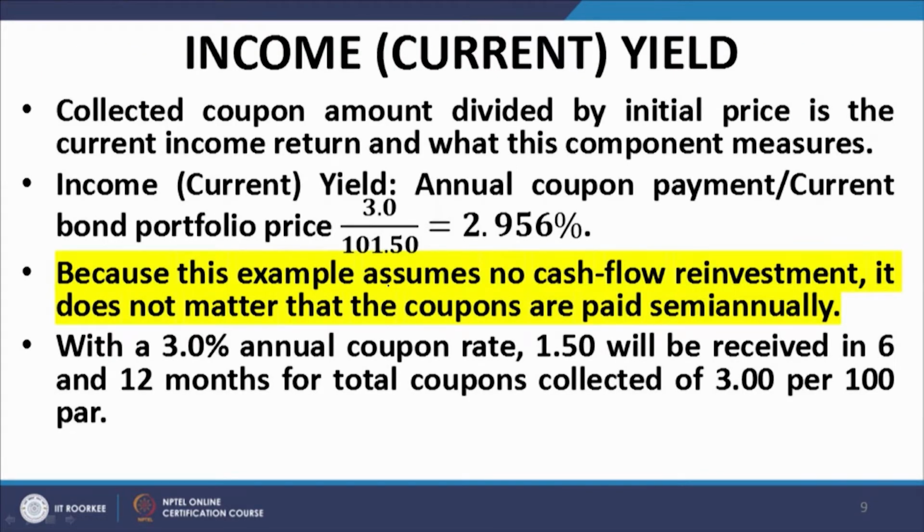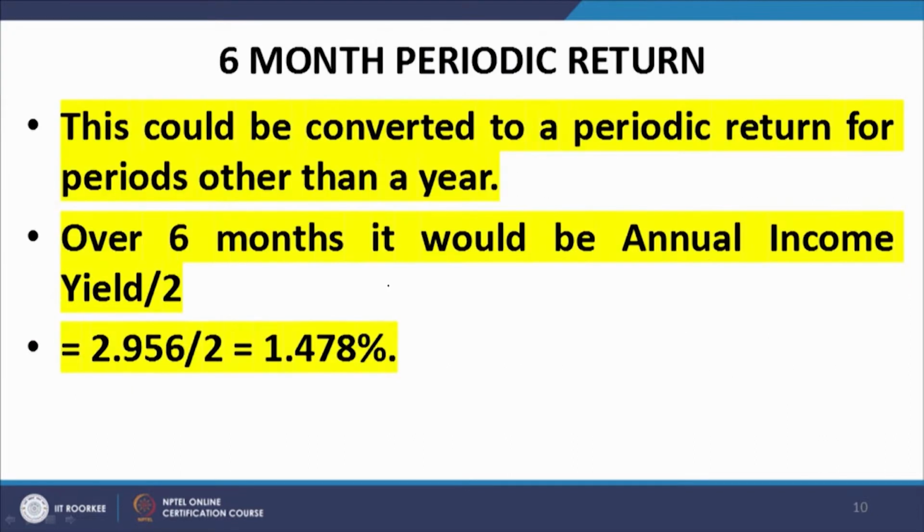Now, we start with the income or the current yield. This is quite straightforward. This is elementary. The annual coupon payments. What is the annual coupon payment? The annual coupon payment is 3.00 over the current market price, which is 101.50. So, that gives us an annual coupon yield of 2.956%. So, this is straightforward. You divide the annual coupon payment by the current market price, you get the income yield or the current yield, and that turns out to be 2.956%. Now, as far as the annual coupon yield, this is the per annum yield. Please note this 2.956%.